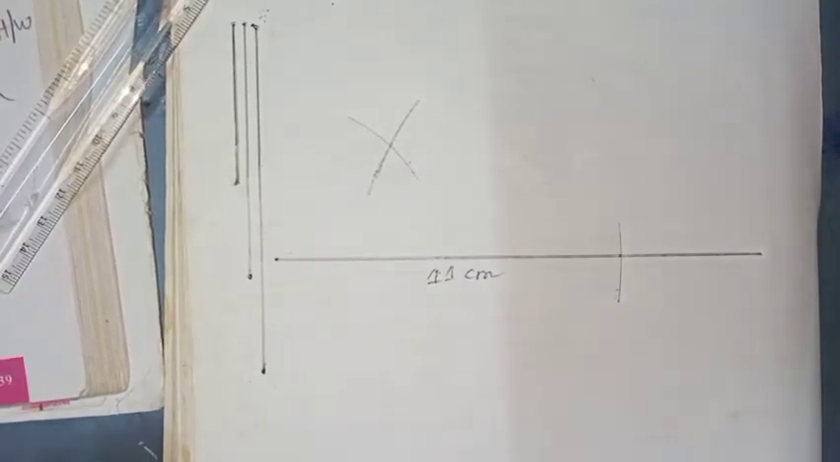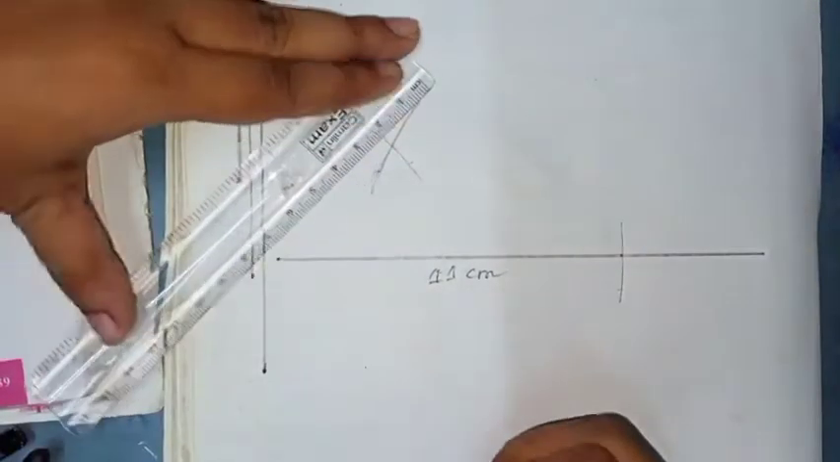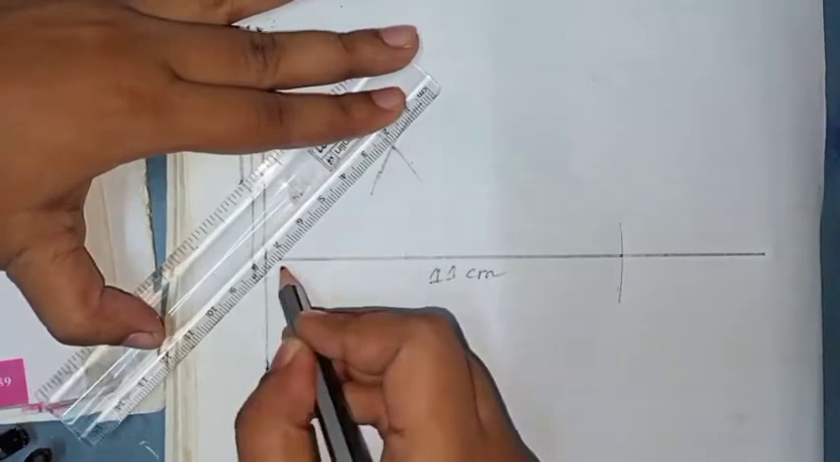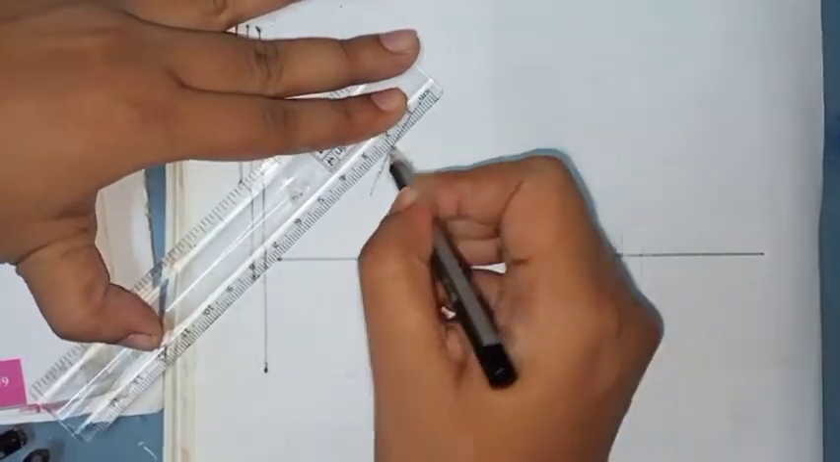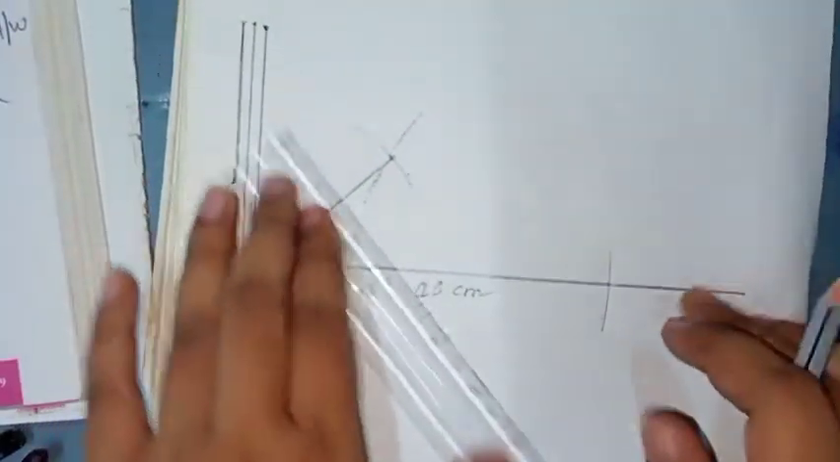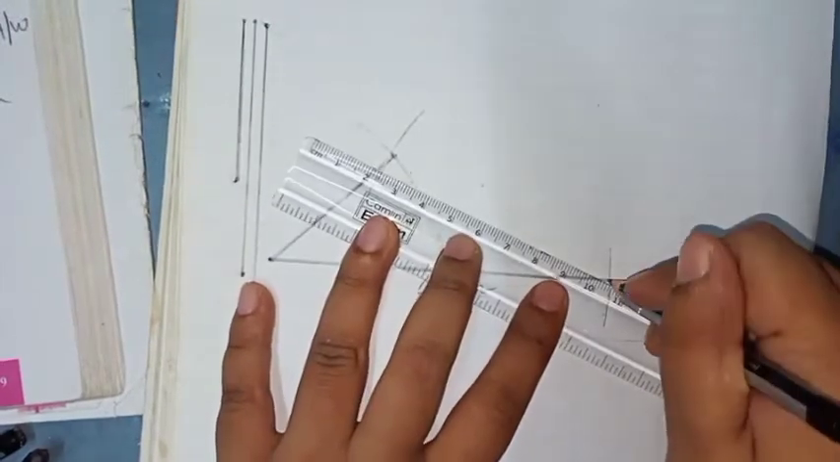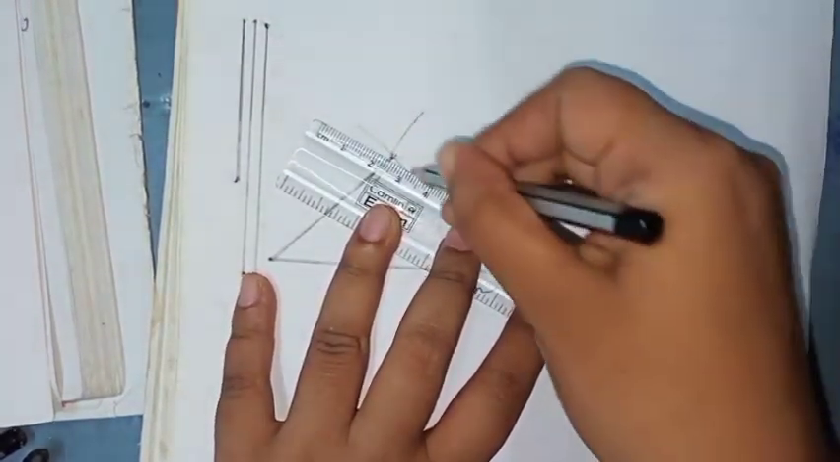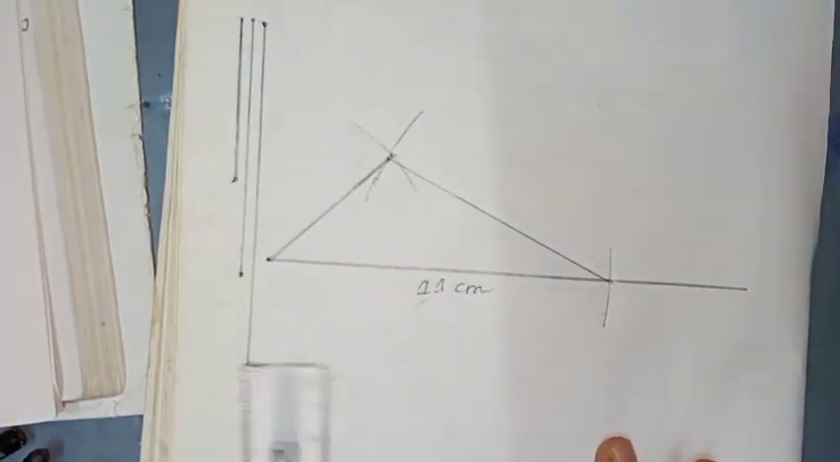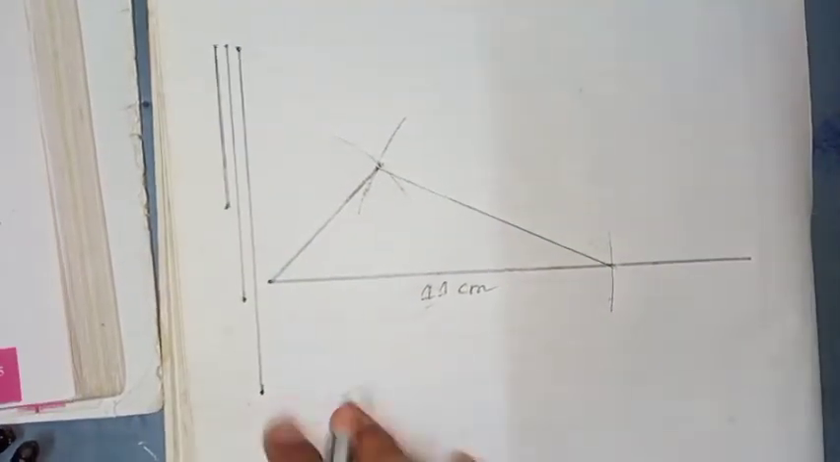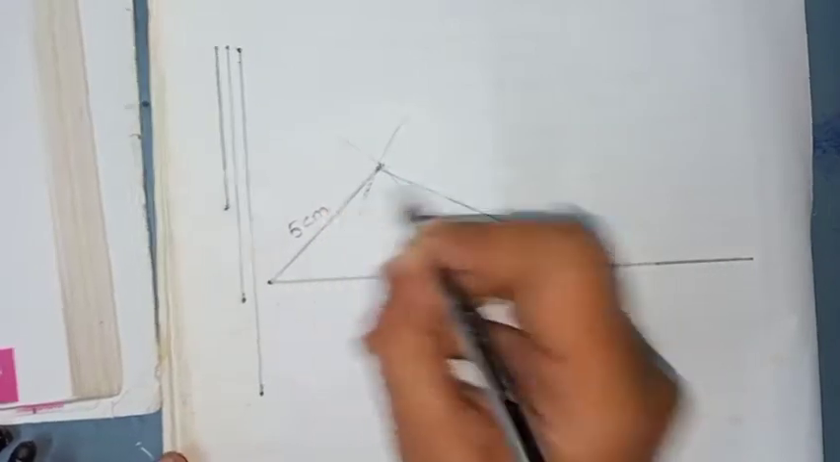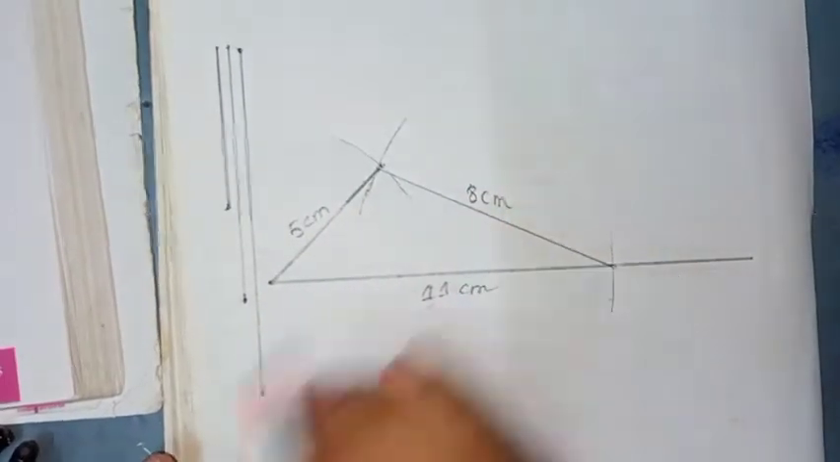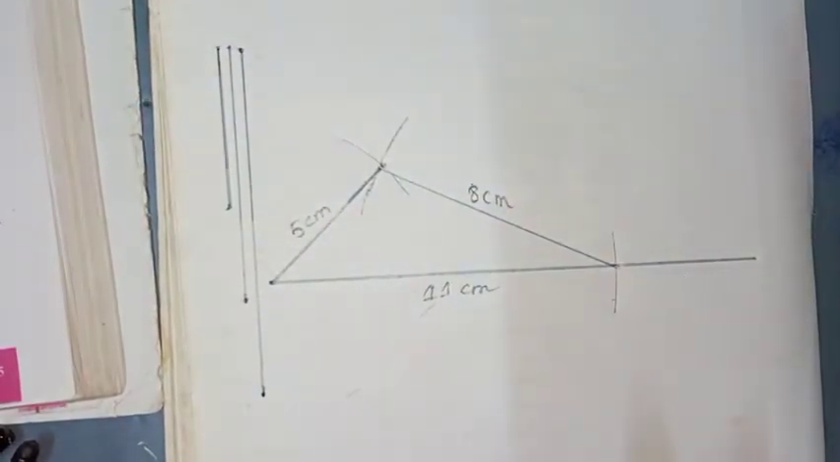After this, we will join this point with this side and the same this point with this side. Understood? That is how to make the triangle. This one is 5 centimeter and this one is 8 centimeter. We have completed how to draw the triangle.